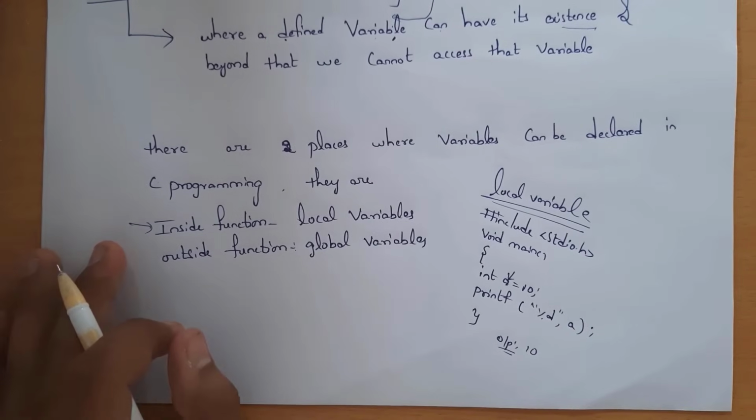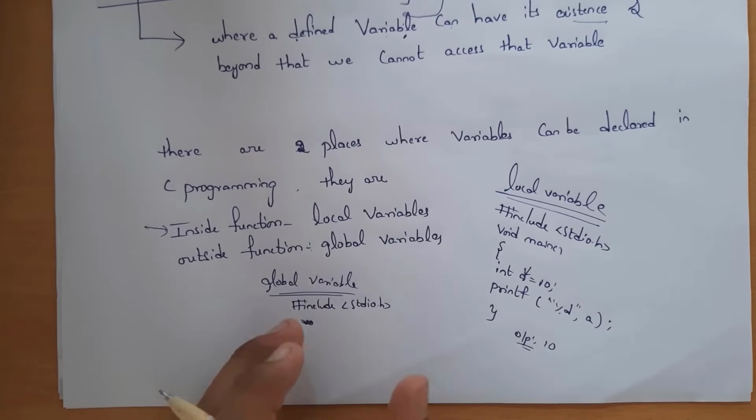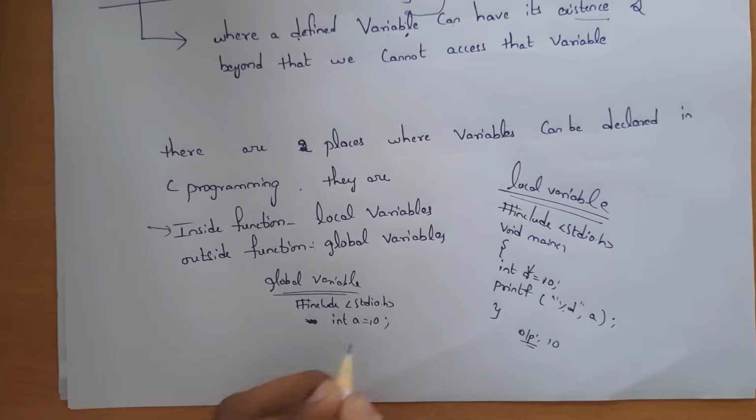Now I will explain the program for a global variable. It's the same program which I wrote before. At first I wrote #include <stdio.h>. After that I wrote int a = 10. Here I am declaring the variable outside the function, so we call this a a global variable.